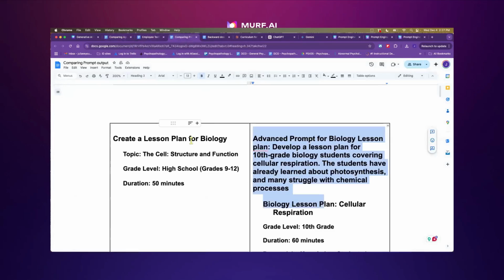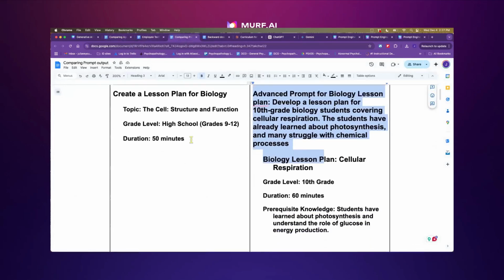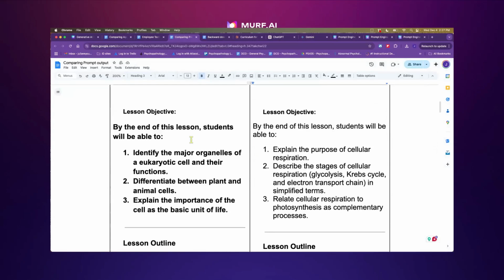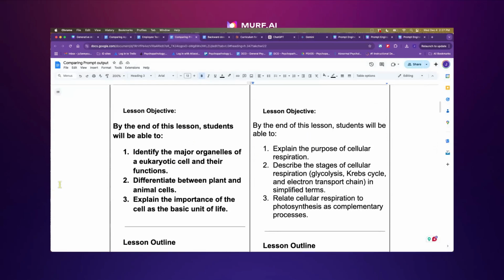So just like when we were looking at our biology prompts, right? The more detail I gave it, the more it's able to do for me.